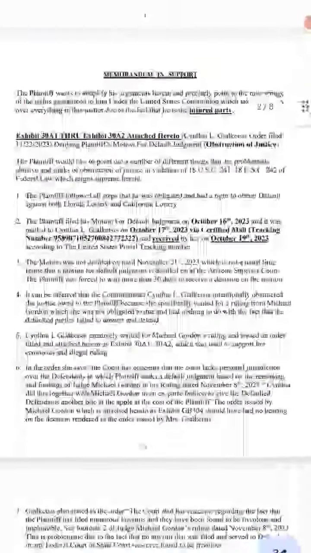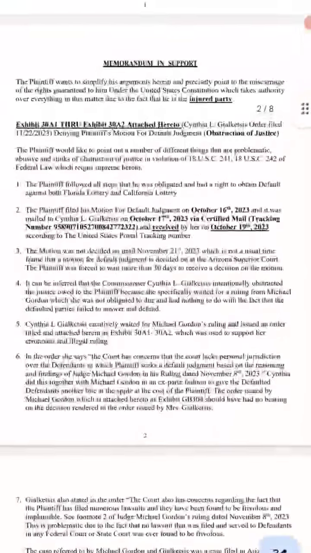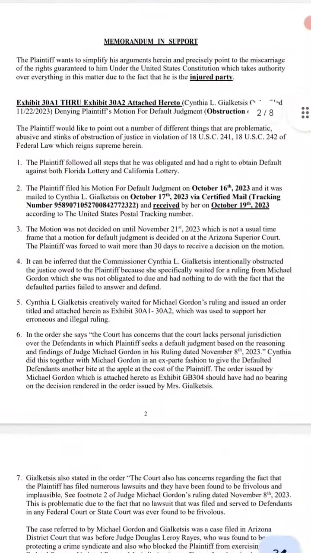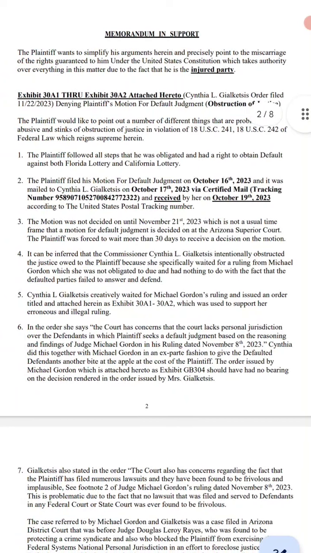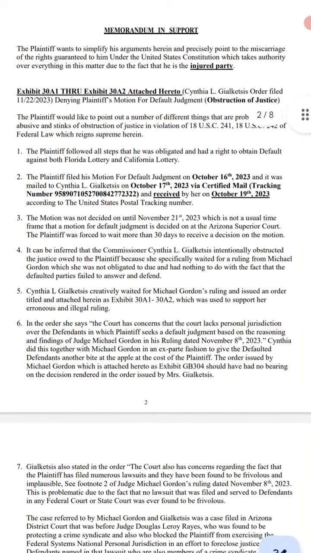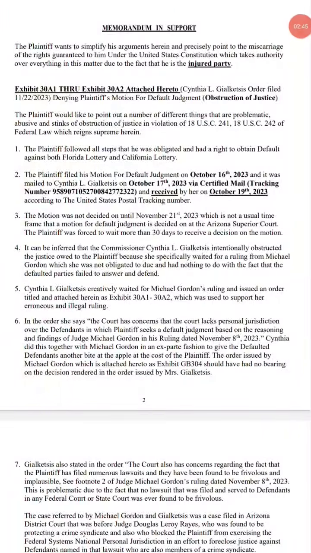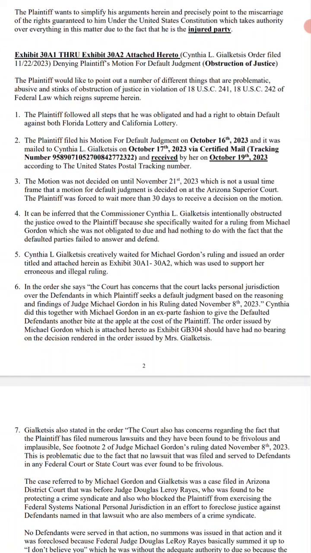So I'm going to break this down real quick here. The plaintiff wants to simplify his argument herein and precisely point to the miscarriage of rights guaranteed to him under the United States Constitution, which takes authority over everything in the matter due to the fact that he is the injured party. Okay, so I'm the injured party. I'm the one who brought this action completely. So the primary focus is supposed to be on me and my rights and what I'm doing, because I brought the action.